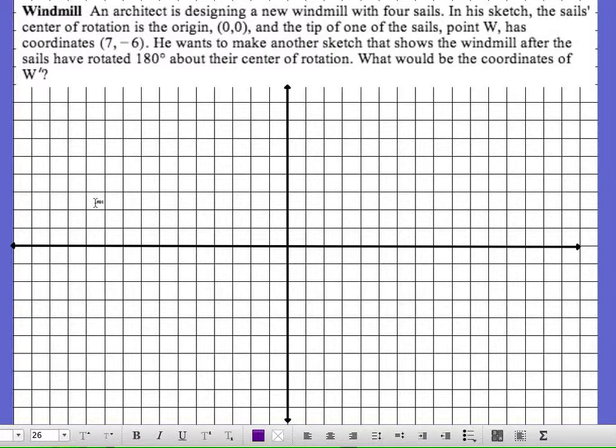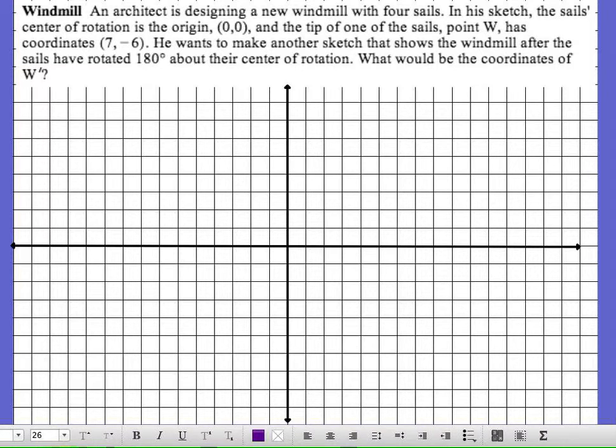An architect is designing a new windmill with 4 sails. In his sketch, the sail's center of rotation is origin 0, 0, and the tip of one of the sails, point W, has coordinates of 7, negative 6. He wants to make another sketch that shows the windmill after the sails have rotated 180 degrees about the center of rotation. What would be the coordinates of W prime?